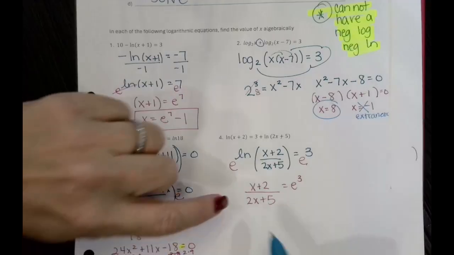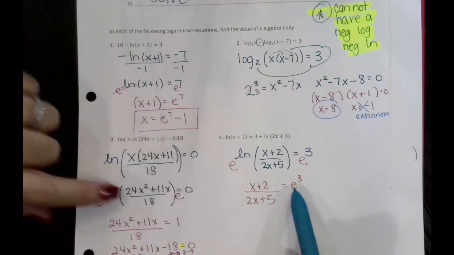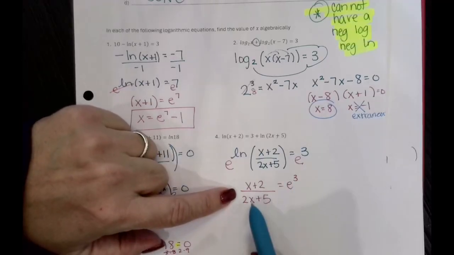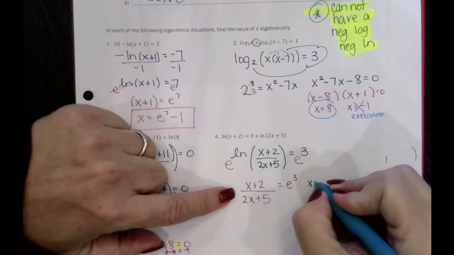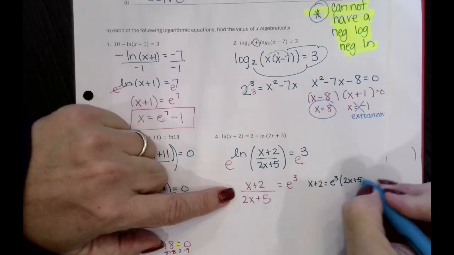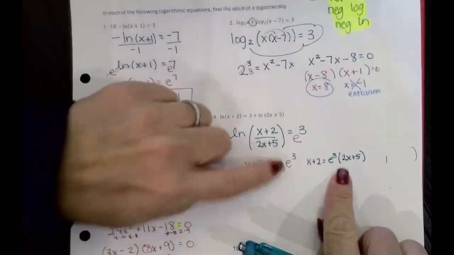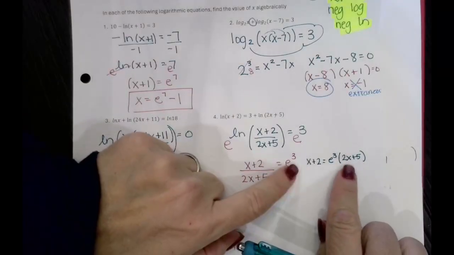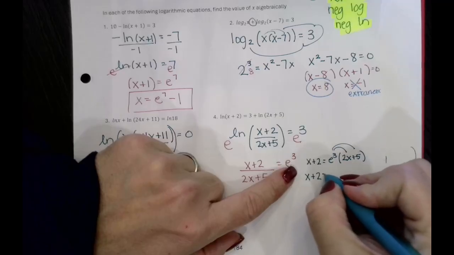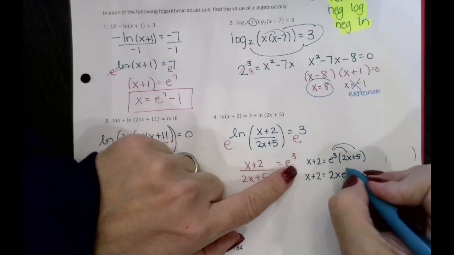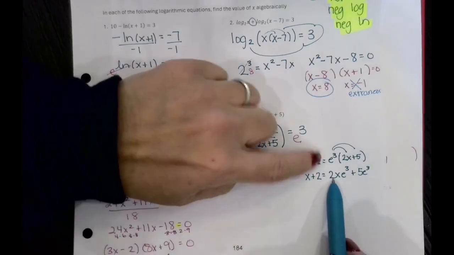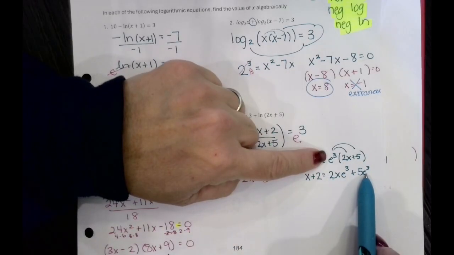Okay, now here's my problem. I have x's on this side. The last one was nice and easy because we got a value of 1, but over here I have this e to the 3. So I'm going to get this denominator out of here, and I'm going to have x plus 2 equals e cubed times 2x plus 5. Now, we worked one of these before, a couple days ago, where we had x's on both sides of the equation. So I'm going to distribute over here, and I have x plus 2 equals 2x e cubed plus 5e cubed.